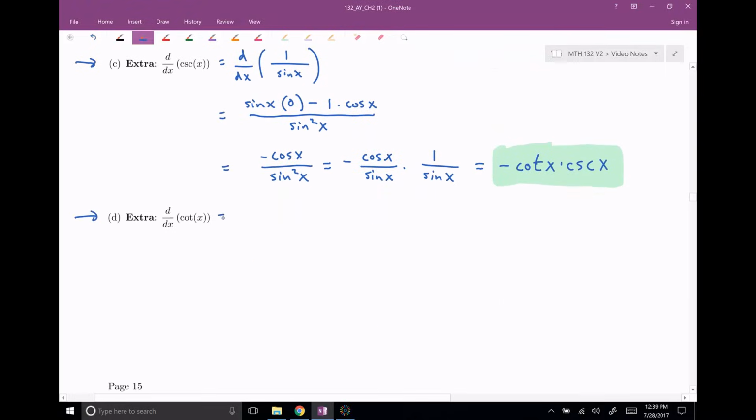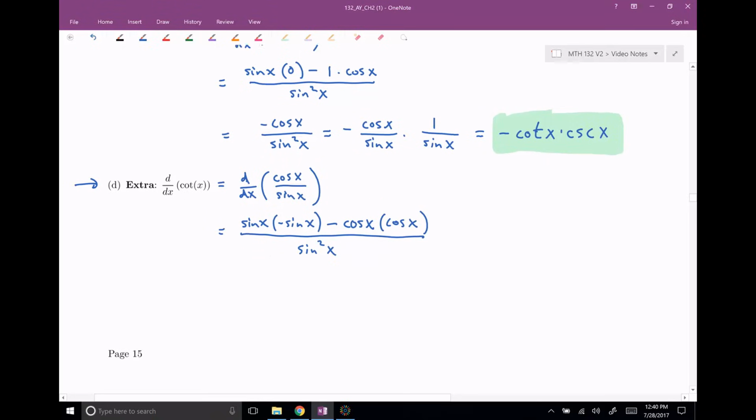So okay, let's go ahead and write this. The derivative of, instead of cotangent, let me write cosine over sine. And again, using the good old quotient rule, we're going to have low d high, and the derivative of cosine is negative sine, minus high d low, and the derivative of sine is cosine, all divided by low squared.